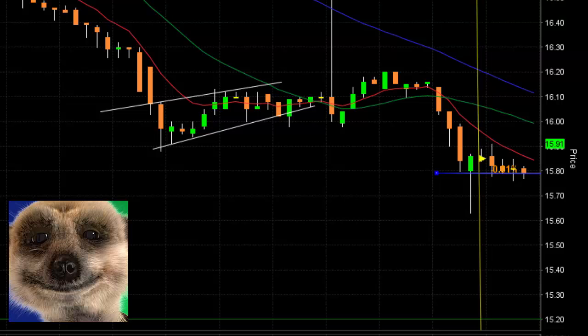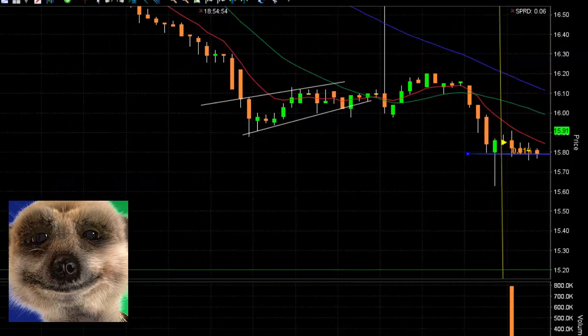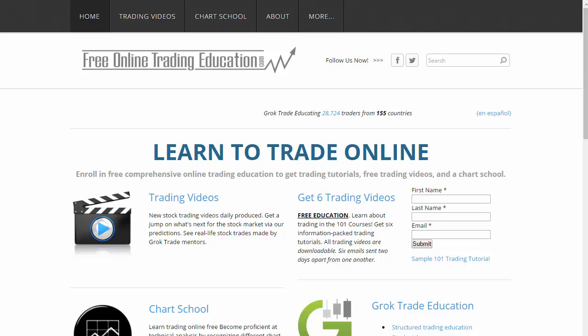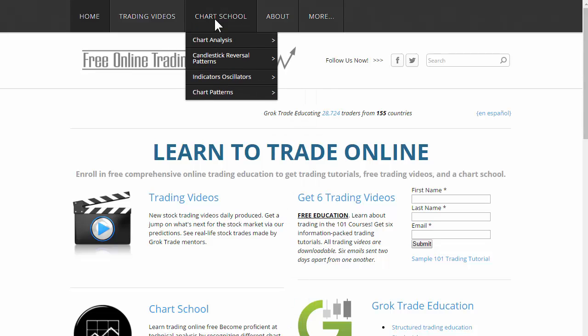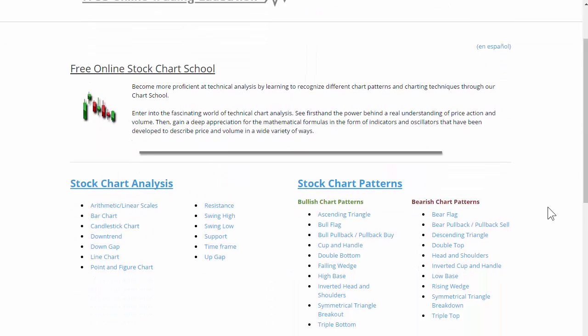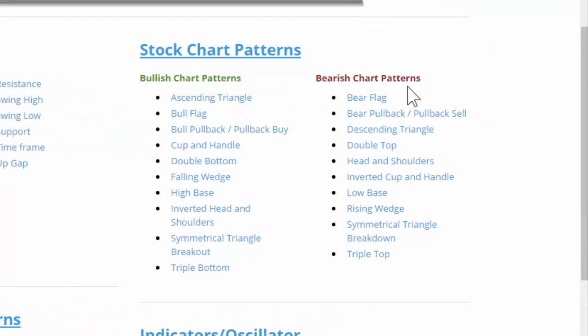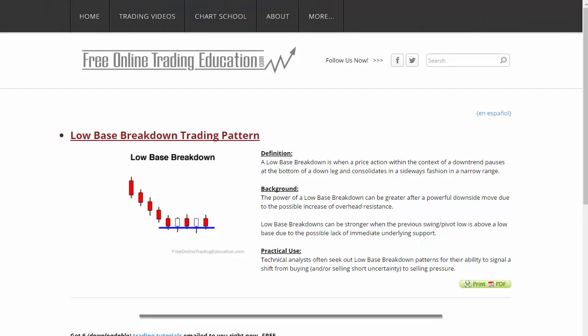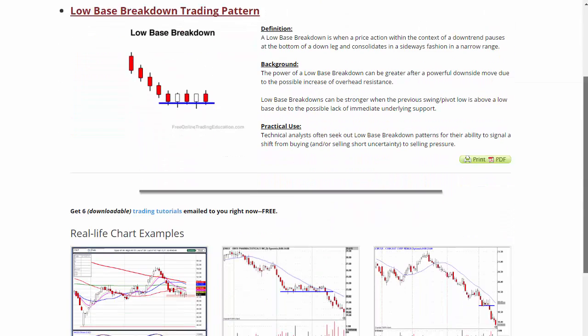If you want to know more about what a low base is, just go to our site, FreeOnlineTradingEducation.com. Go right here to the free chart school, hit chart school, and we're going to call what's called a low base. This is a bearish formation, so it's over here. There it is, low base. And here's a picture of it where it runs down. It's running on a line of support, and if it drops below that, the odds are in our favor. We want to get short the stock. You can read about it here. Here's some examples from real live charts.